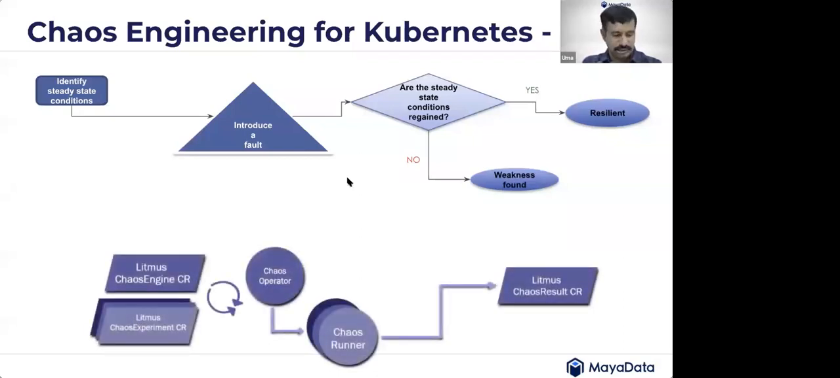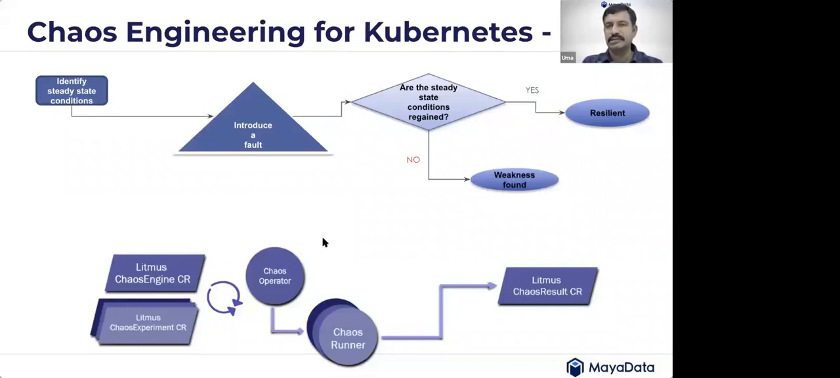So in the chaos engineering world of Kubernetes, you do that by automating the chaos lifecycle. So how do you do that? By using chaos operators. You will have chaos experiments to introduce the faults, and you will have to have systems in place to check whether the steady state is regained or not, and then if not, to alert someone.